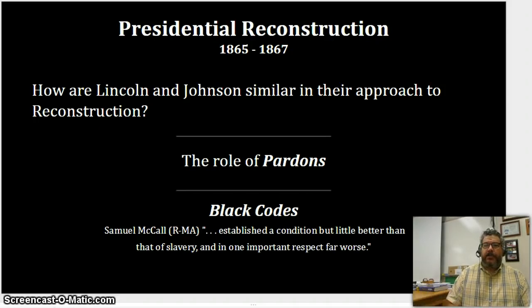And in the very first year of his term in office, he's going to grant over 8,000 pardons, over 13,000 pardons in total, when all is said and done. And what that will do is effectively bring back into power all of those who had held power prior to the Civil War. This is going to outrage radical Republicans in Congress.